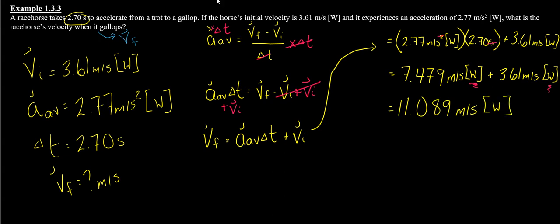Okay, we do need to go back though and look at the significant figures. So 2.70 has 3 sig figs. 3.61 also has 3. So does 2.77. So we need to round our final answer here to 3 significant figures. That means with that decimal place, we're going to look at rounding to this position right here. So with the 8 behind it, that means we're going to round up. So we're looking at a final velocity of 11.1 meters per second in the west direction.